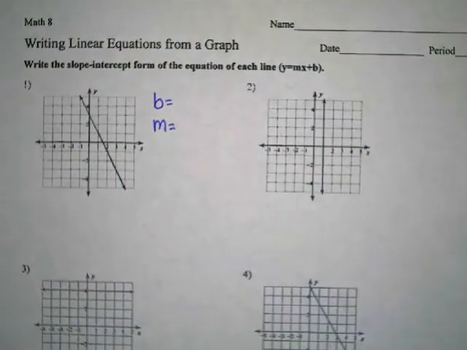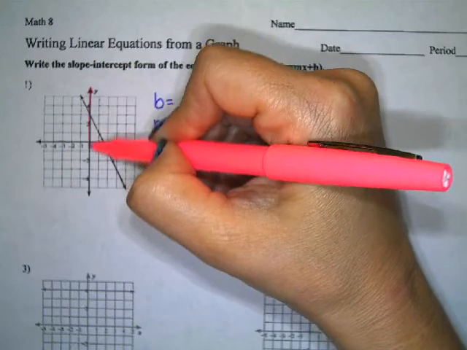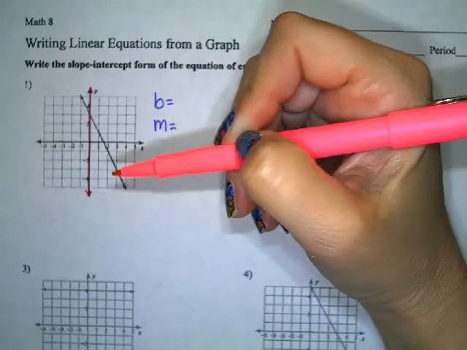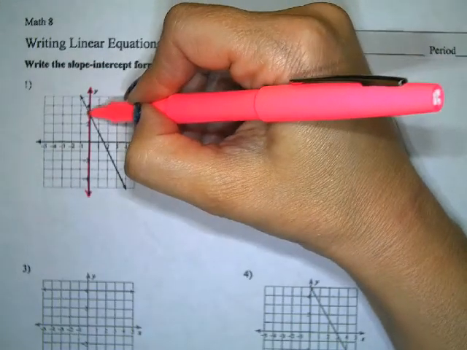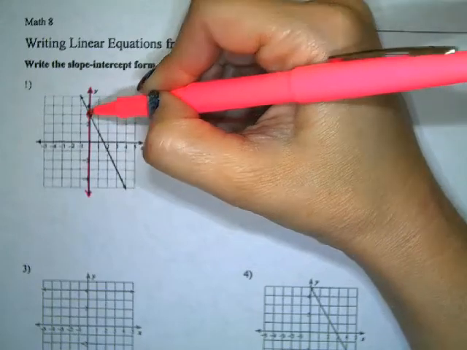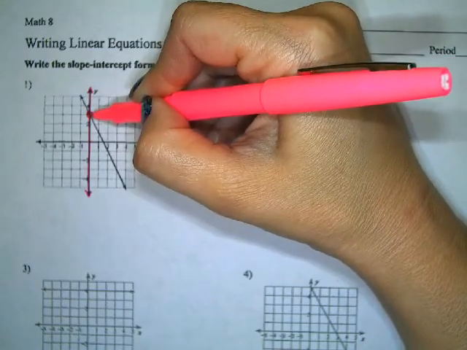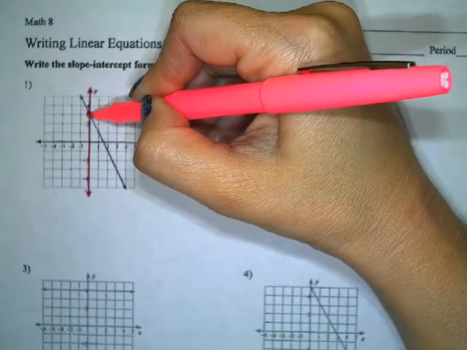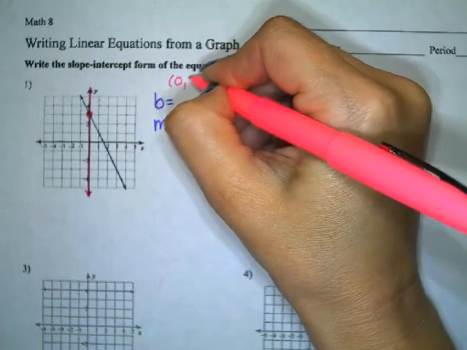So the first thing we're going to do is go ahead and look at our graph and find the y-intercept. So we're looking for, here's my y-axis right here. We want to see where that line crosses the y-axis. So we can see that it's right here. I'm going to put a dot there. Okay, that's where it crosses. So that means that at the point 0, 3, it crosses the y-axis. So this is the point 0, 3 that it crosses.